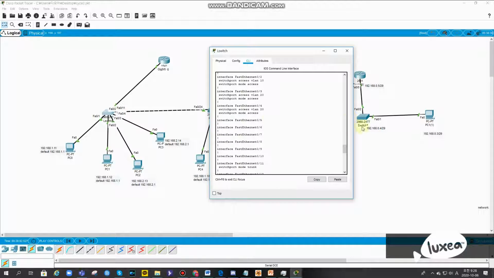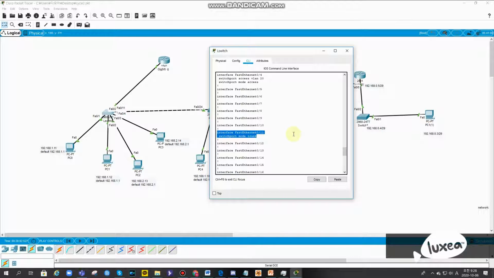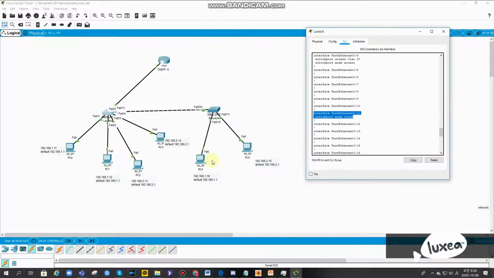And here, interface 0/11, switchport mode trunk. So what is it? In this lab assignment, trunking is very important. It will let these devices communicate and send messages from the individual VLANs that I told you, PC 1, 2, 3, 4, 5, 6. So we usually use trunking to send the message through here to the router.